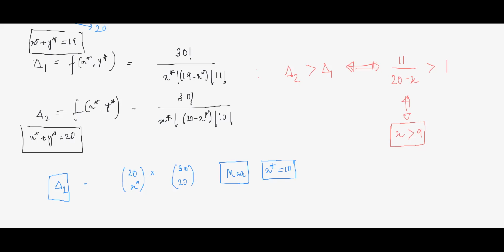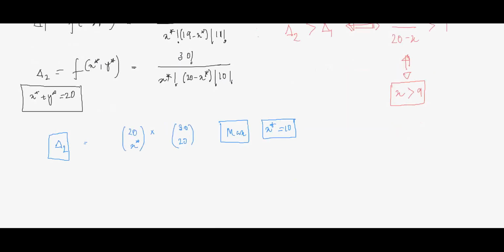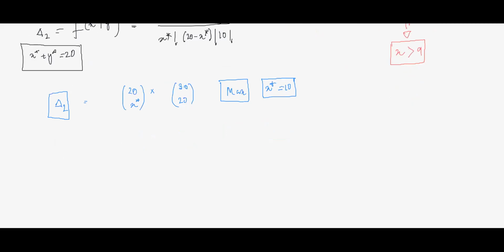And therefore, lambda 2 max when x star is equal to 10 must be greater than the same value of lambda 1 when x star is equal to 10, because lambda 2 is greater than lambda 1 when x is greater than 9. So therefore, lambda 2 max, that is when x star is equal to 10, is greater than lambda 1 when x star is equal to 10.